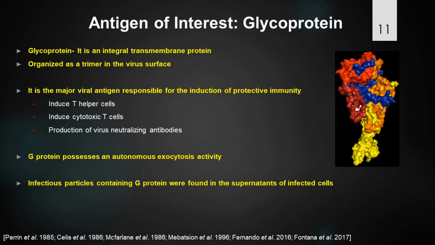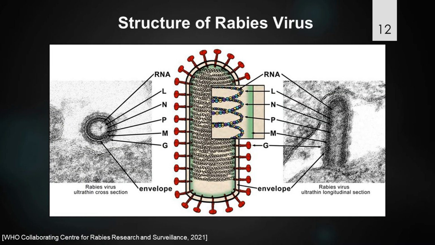Another feature of these proteins is the autonomous exocytosis activity. That is, the G protein can initiate vesicle formation by itself without the need to interact with another protein. In fact, G protein has been found in infectious particles in the supernatant of infected mammalian cells, demonstrating how important this protein is for the proper formation of viral particles. So in this slide, we show a real representation of rabies viral particle by electron microscopy. It is possible to visualize the viral particle shape and also the envelope.